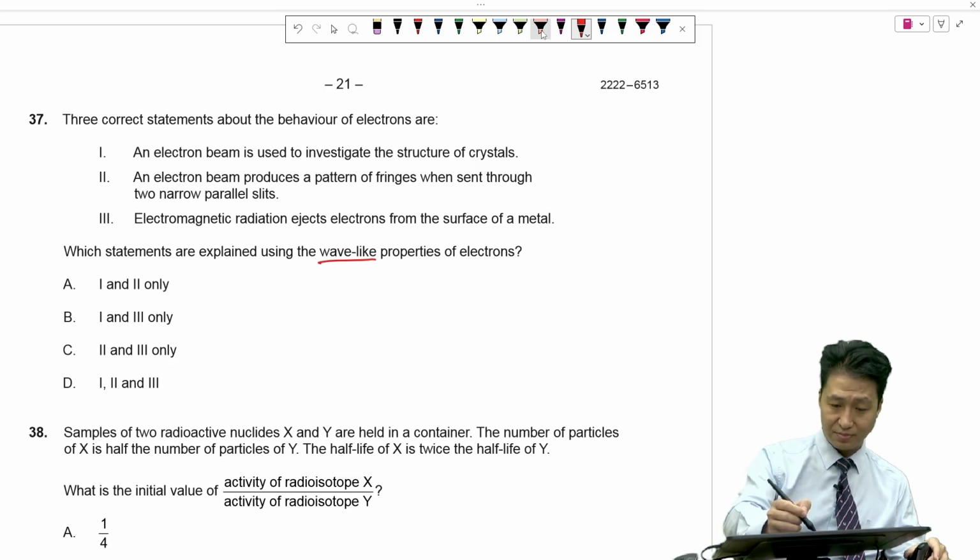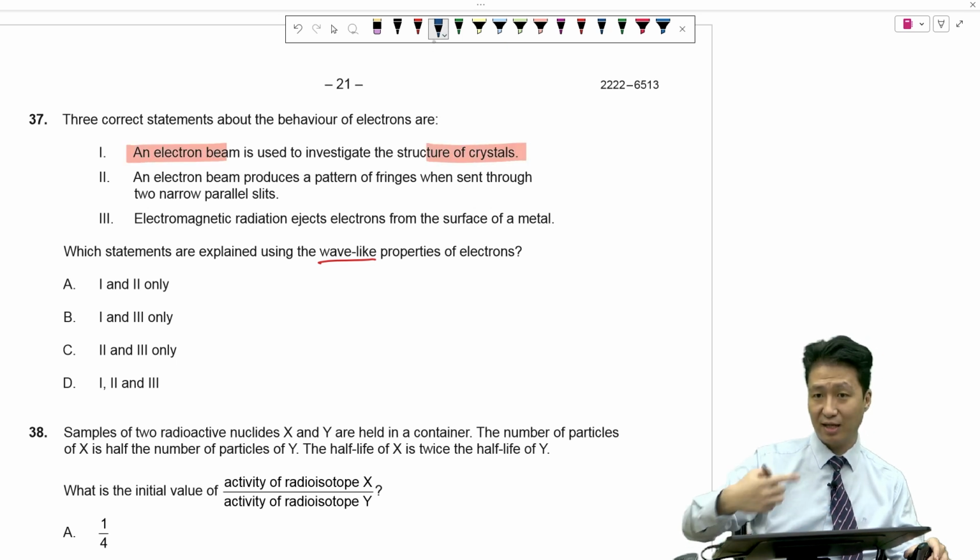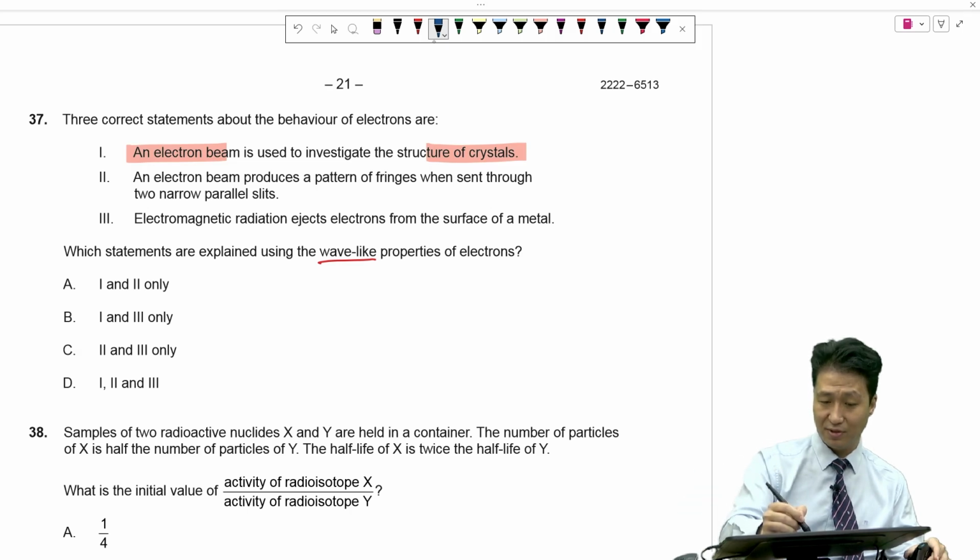So let's look at this. 1. Electron beams bouncing off crystals behave as waves going through diffraction gratings. They interfere.